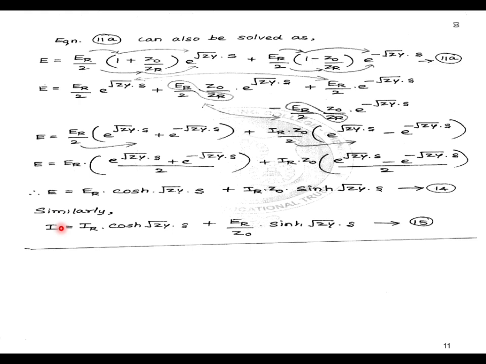Finally, these two equations are the general solution of the transmission line. These final E and I are the voltage and current equations of the transmission line.